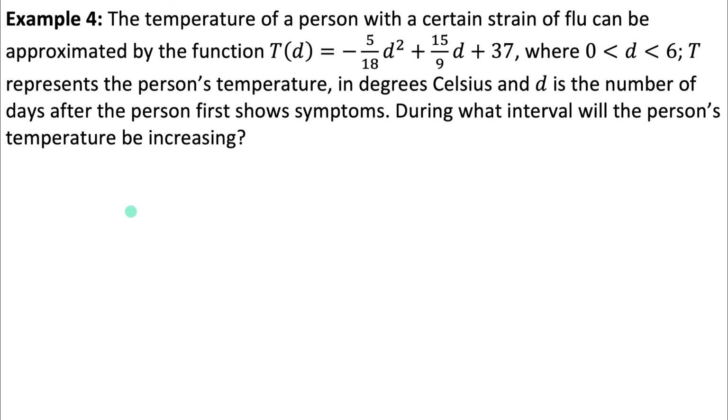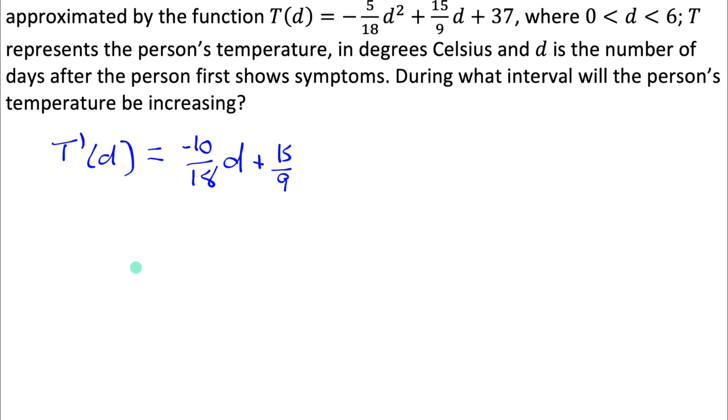So that means when is the slope of the function going up to the right? When is the slope of the function positive? The slope of the function will be positive whenever the value of its derivative is positive. So let's find the derivative and figure out, well, when's the derivative positive? So let's start off by finding the derivative. T prime at d. So I would get -10 over 18d plus 15 over 9.